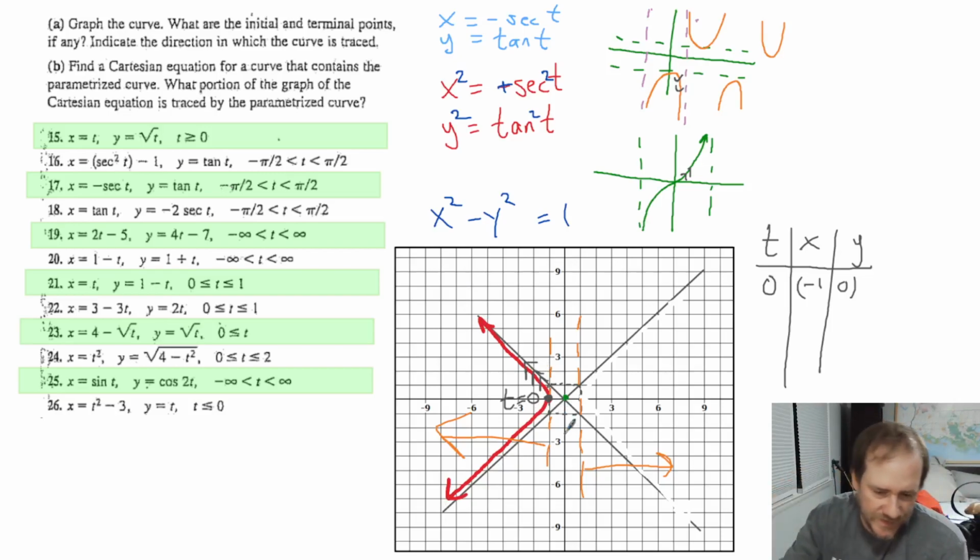So you can see how this time we did get restrictions. The restrictions did not come from the parametric equations. They came from the parameter interval.